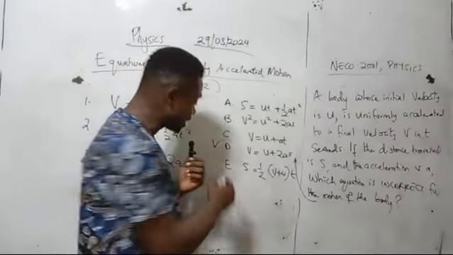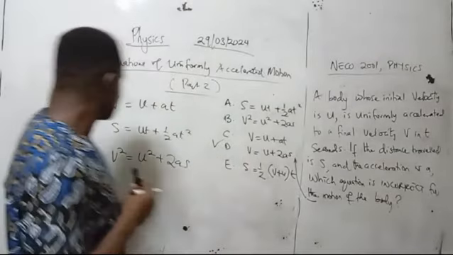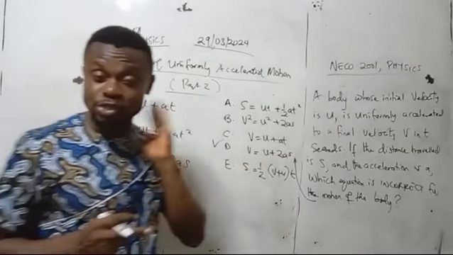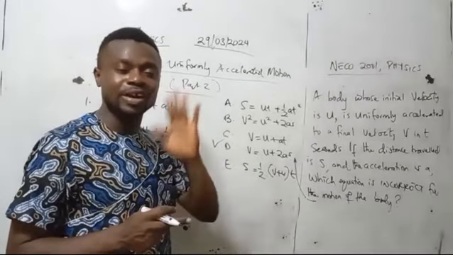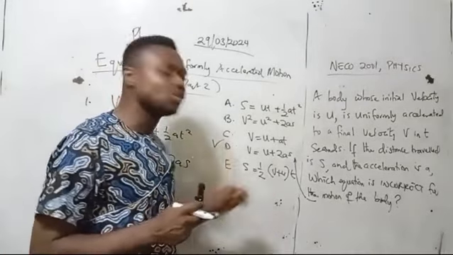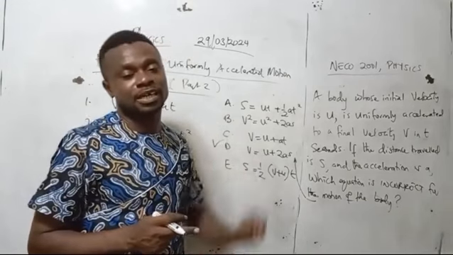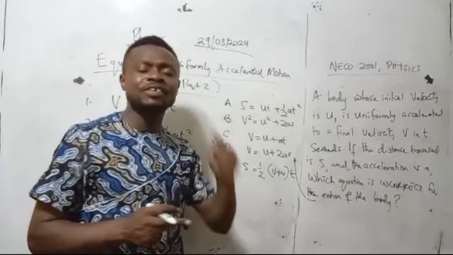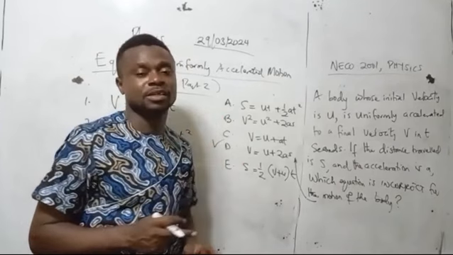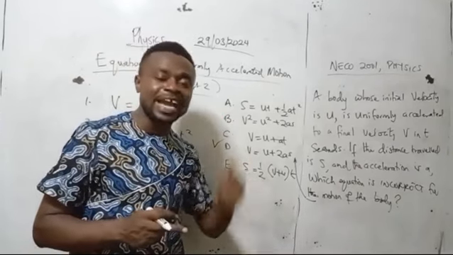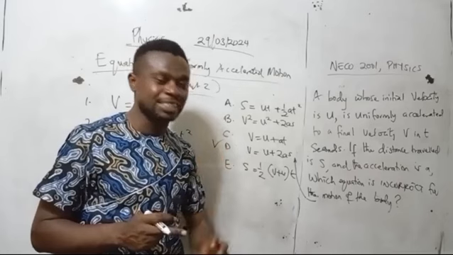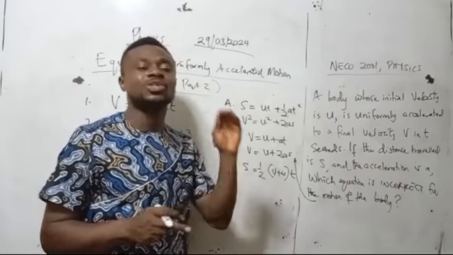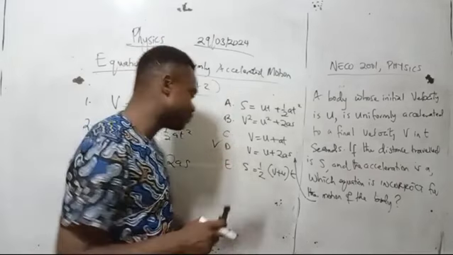But let's look at E. That's why it's not good to cram equations of motion. Don't cram formulas in physics. Try to understand where each formula was derived from. Every formula in physics came from somewhere. So for any formula you see, don't just memorize it. Try as much as possible to trace where the formula came from.